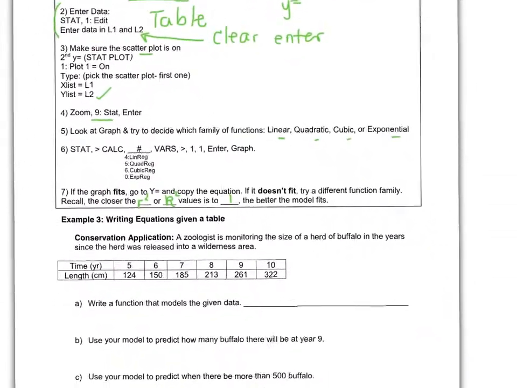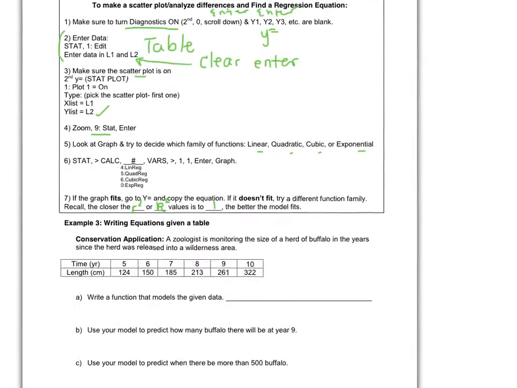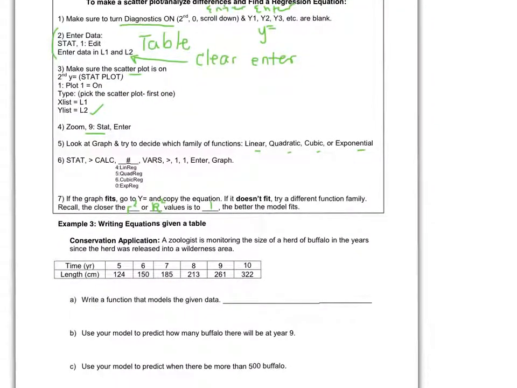So let's go ahead and try that for the first example. So I'm going to move this so I can see all the questions. And I'm going to press Stat and Edit. And I'm going to enter 5, 6, 7, 8, 9, 10 in L1. Press over, and I'm typing in 124, 150, 185, 213, 261, and 322. Now, both my lists are the same length. I already made sure that plot 1 was on, so I can skip that step, but I'm going to go ahead and look at the graph.